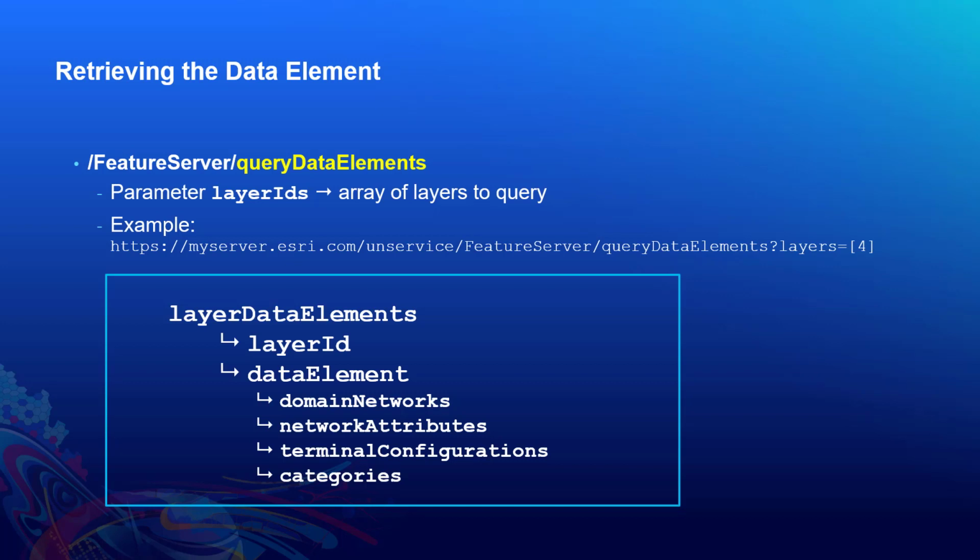Now, for a utility network, the data element will give you four main pieces of information. The first one being the collection of domain networks that are contained within that utility network. The second one will be all the network attributes that are defined in your network. Then you will also find all the terminal configurations, and finally, the network categories. Now let's look at this in more detail.